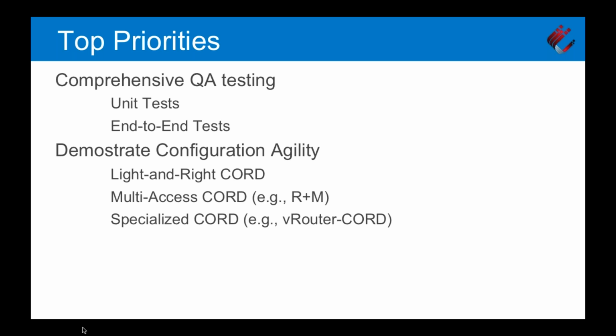And I think this is the ultimate, forget demos for ONS. What I would like to see demoed is our configuration agility: that we can configure a light residential CORD without any OpenStack in it, that we can configure both residential and mobile access devices into one common CORD, and that we can build specialized CORDs. The example that pops out at me is I'd like to do a vRouter CORD, which is a configuration of CORD that just has vRouter in it, and what vRouter depends on, but it doesn't have anything else.